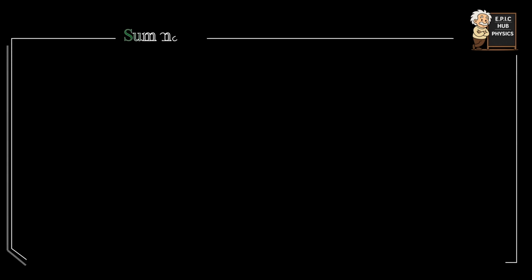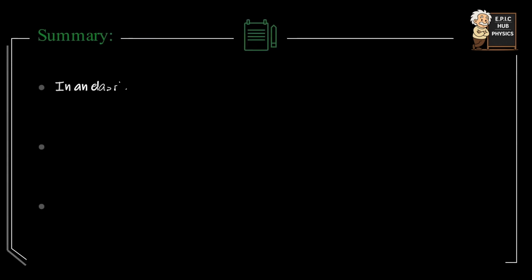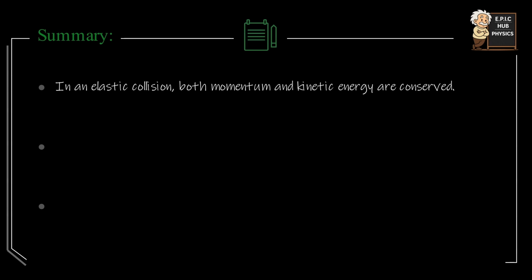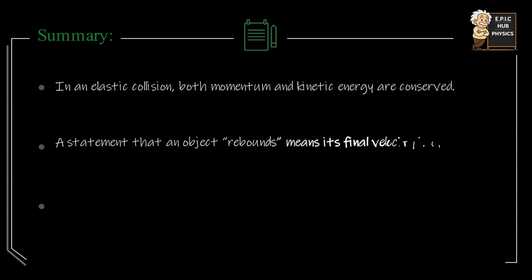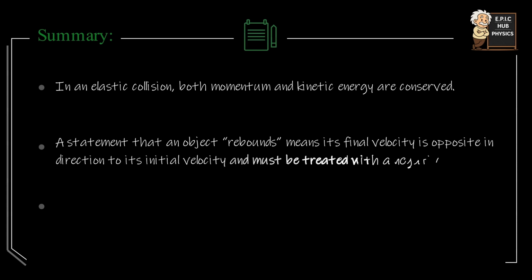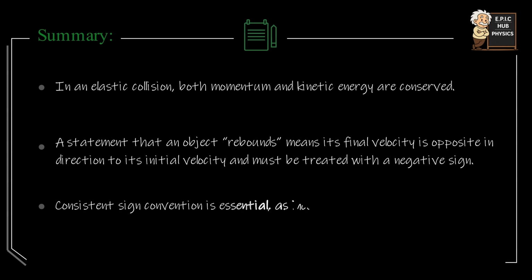Let's recap on the main ideas in solving this problem. In an elastic collision, both momentum and kinetic energy are conserved. The statement that an object rebounds means its final velocity is opposite in direction to its initial velocity, and must be treated with a negative sign in the momentum equation. And finally, maintaining a consistent sign convention is essential when solving collision problems, as incorrect signs lead to errors.